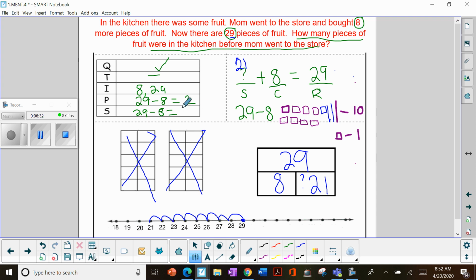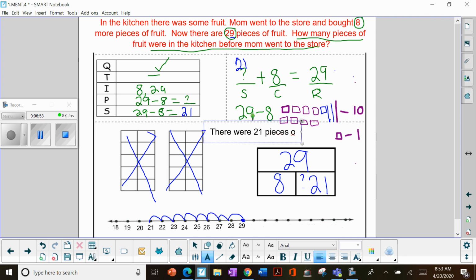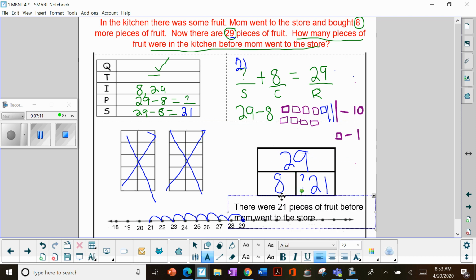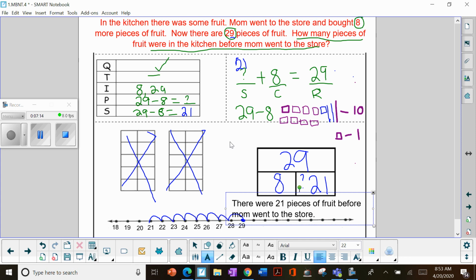Now, we're also going to write 21 in our solution. We've got to type our sentence answer, so we're going to say there were 21 pieces of fruit before Mom went to the store. There we go. I can see it a little better. There were 21 pieces of fruit before Mom went to the store.